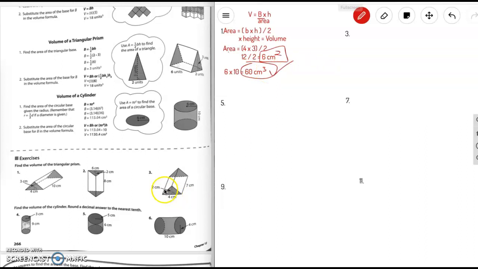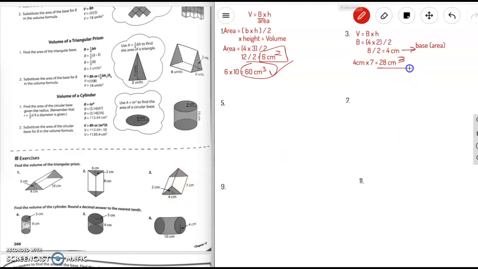Okay, let's look at another example for number 3. Let's find the base, okay? So we're going to do base times height. So the base is 4 centimeters. The height is 2 centimeters of the triangle, okay? Divided by 2, so that equals 8 divided by 2 is 4 centimeters squared, the base, or the area. Now we're going to do base times height. So we're going to do 4 centimeters times the height of the whole thing, which is 7 centimeters. And that gives us 28 centimeters cubed.